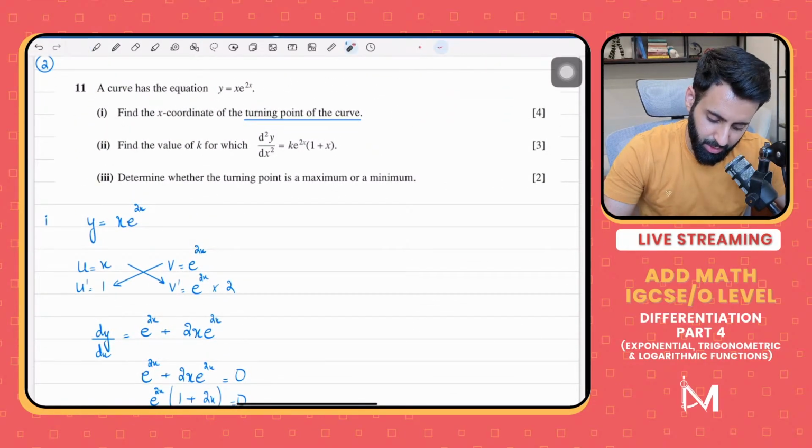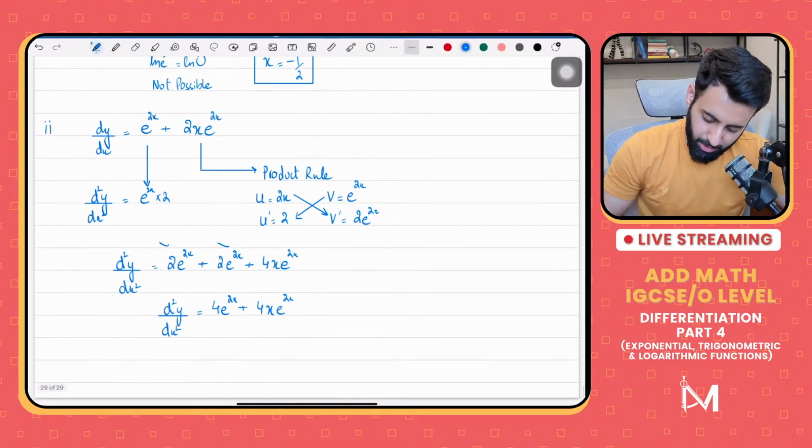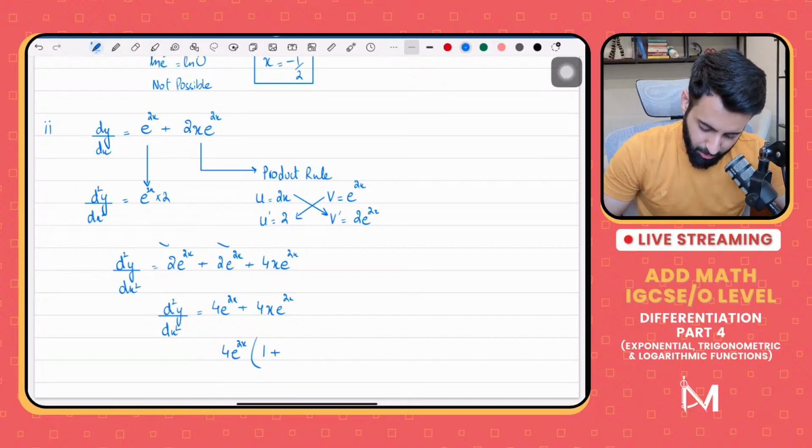So we're supposed to take e power 2x along with the constant common. So we can take e power 2x common. The constant that we can take common is 4. So if you take 4 along with e power 2x common, you have 1 plus x. Yes, you do. And this is the double derivative.